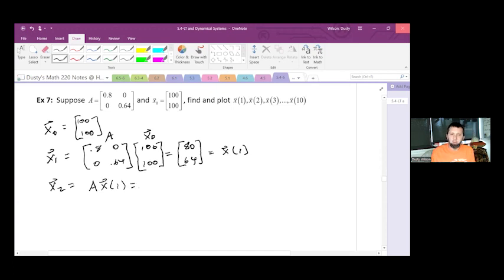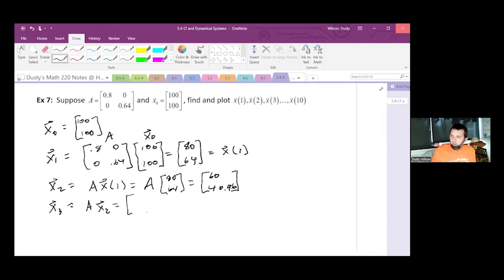So if you take the same matrix A and now multiply it by 80, 64, you will get 64 and 40.96. And then to find x3, we would take A and multiply it by x2. We'll have A times x2, and this you could also call x3, and it would be 51.2 and 26.2.